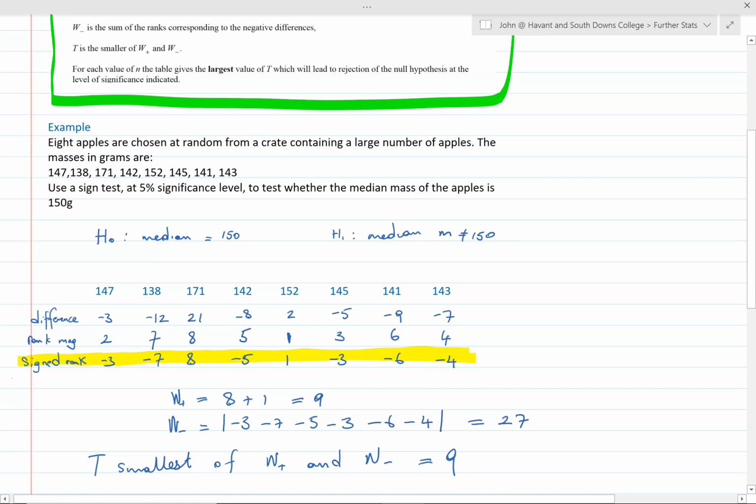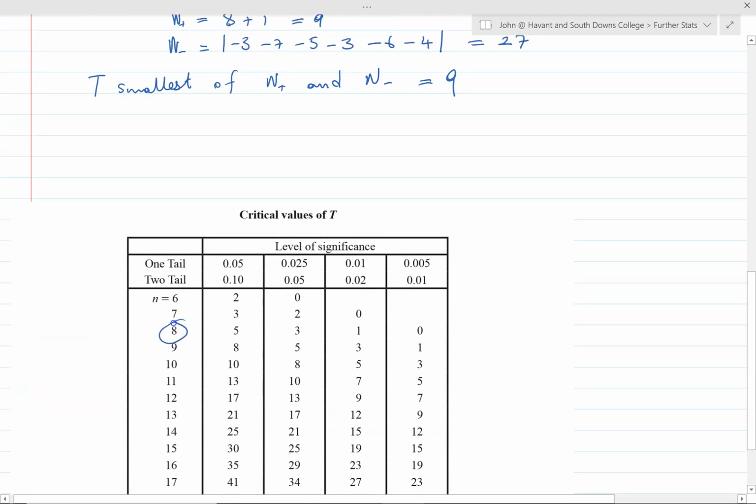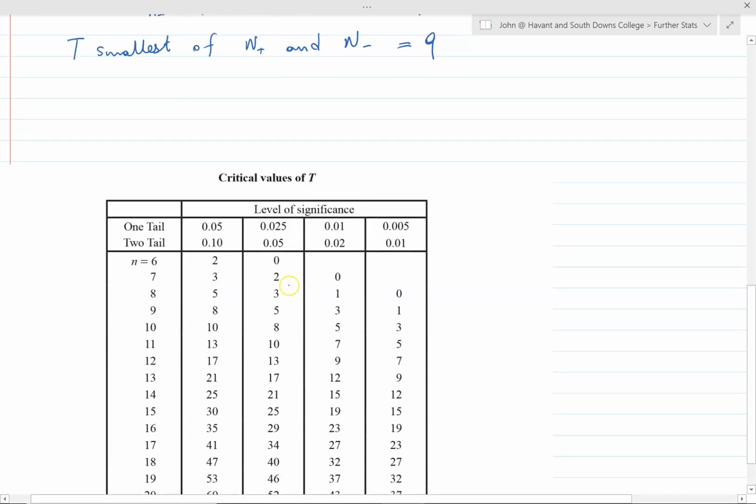So we just then refer to our given table of values in the formula book to see whether we've got enough evidence there to reject H0 or not. Remember, it's a two-tailed test, and the significance level is 5%, and the sample size is 8, because we've got 8 data values. So let's have a look. We need 8 data values. Okay. And it's a two-tailed test at 5%, so our critical value is 3.